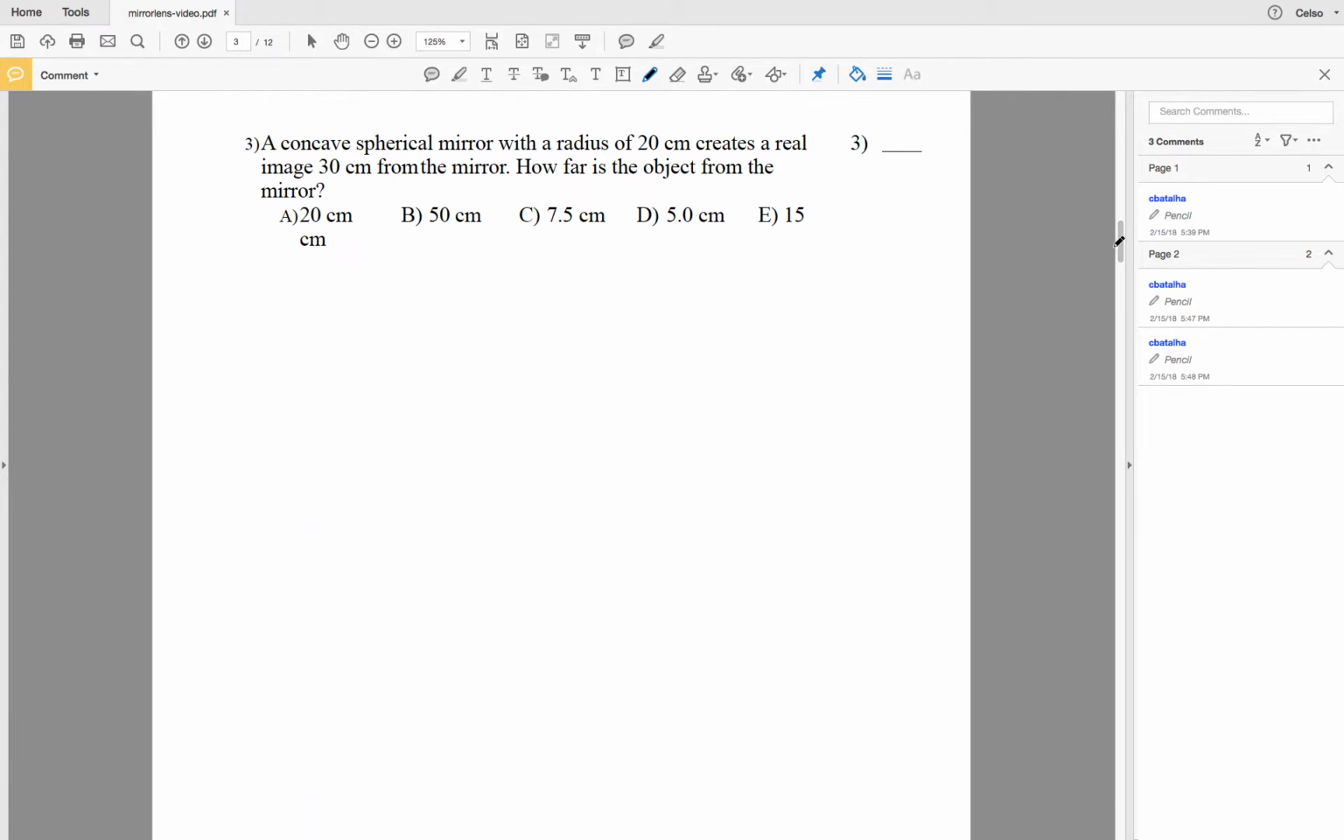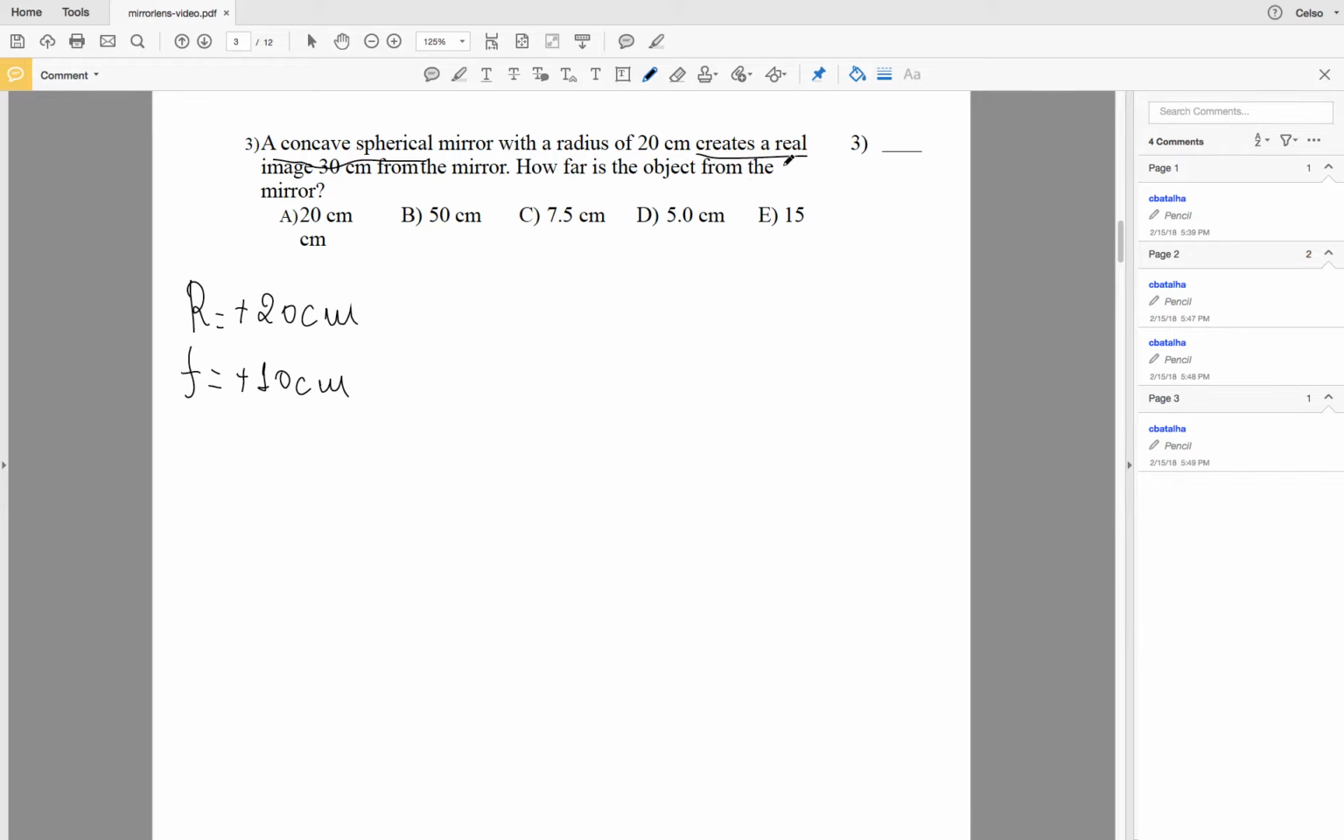How about this? Again, a concave spherical mirror has a radius given. A concave, not convex, concave mirror has a radius that is positive, and the focal length is also positive, and the focal length is half of the radius. In a convex mirror, the focal length and radius are negative by convention. So make sure you remember that.